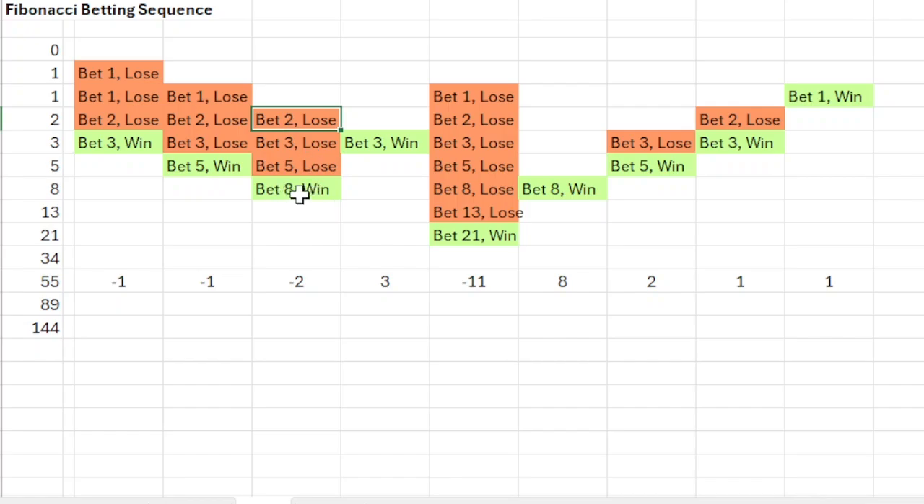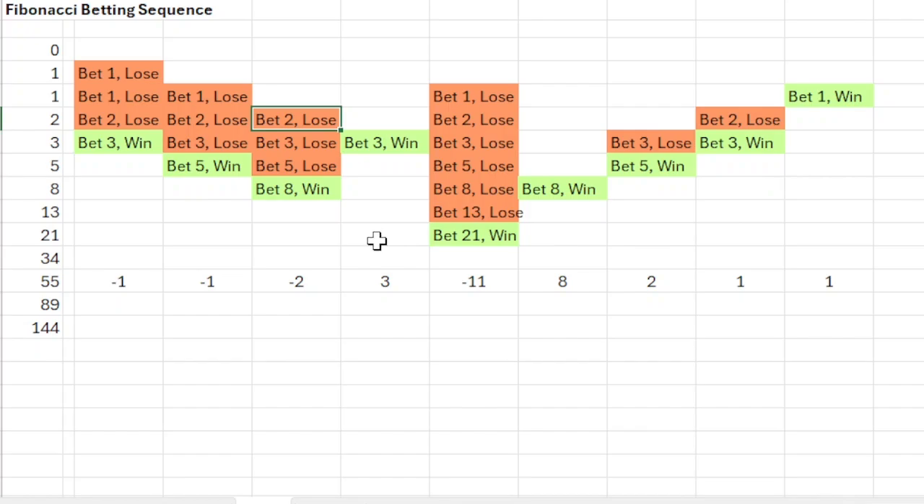So this one here, where I won the bet of 8, I go back up 2 positions. I now have to bet 3. If I win that, I go back up 2 positions, which would be this column, and you can see that in this particular example, I proceeded to lose a number of bets in a row. I have to bet 21 down here, happen to win again, lose, win like that.